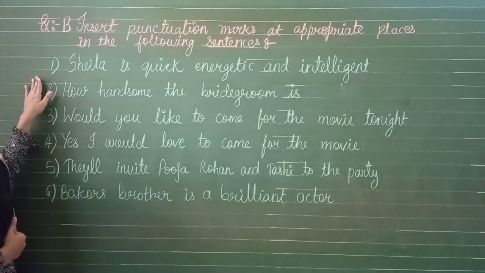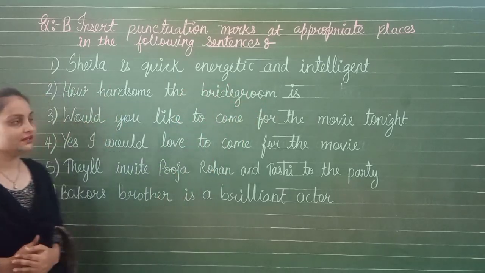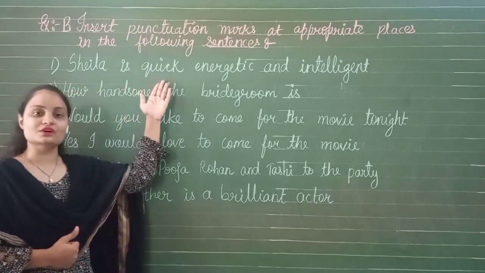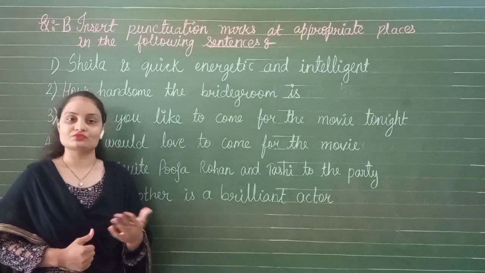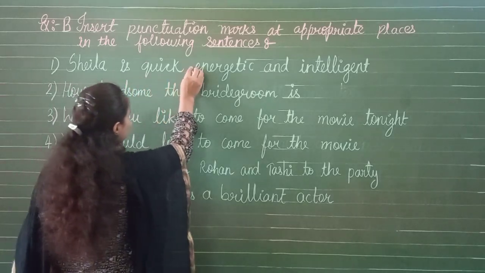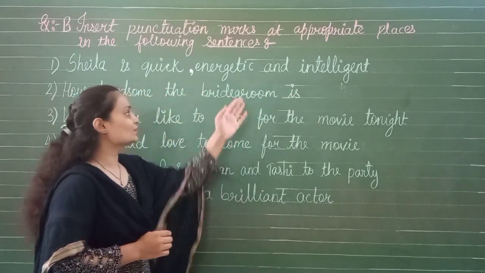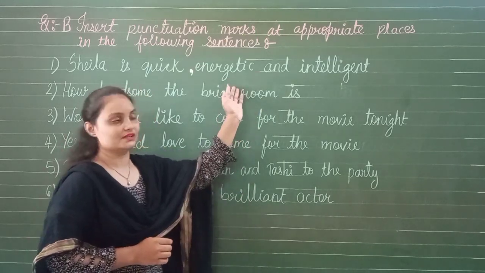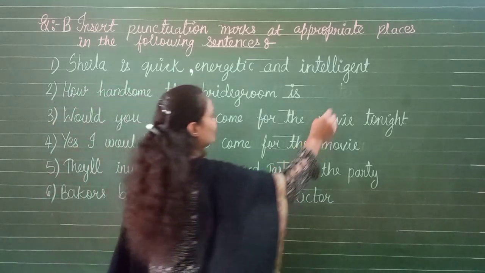Let's start. First is, Sheila is quick, energetic and intelligent. In this sentence you can see that for Sheila we are using words like quick, energetic and intelligent. For separating those words, what will we use? We'll use comma. So Sheila is quick, comma, energetic and intelligent. Here we will not add comma. Why? Because "and" is the word separating these two words. Okay? And at the end of the sentence, what will we add? We will add full stop.